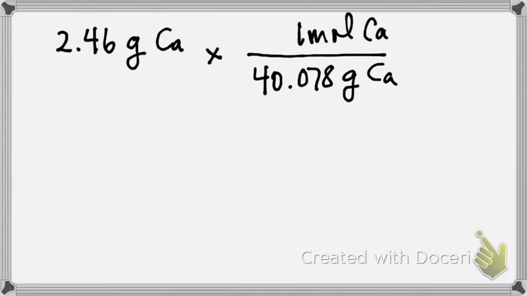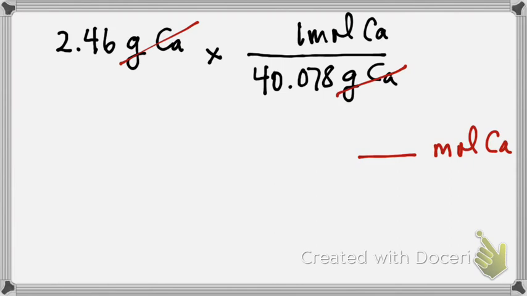So grams of calcium cancel. And I'll take 2.46 and divide it by 40.078, and that will tell me how many moles of calcium I have. So when I convert from grams to moles, I divide by the molar mass.